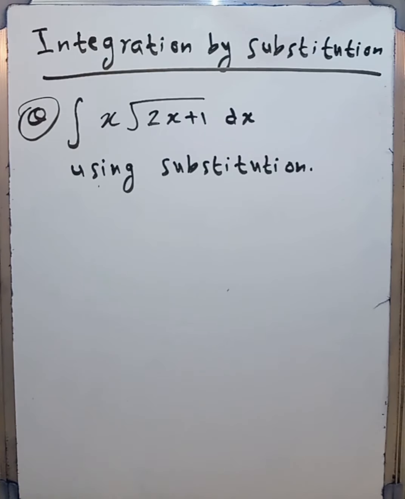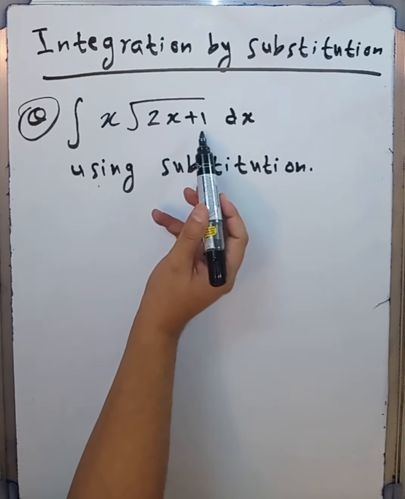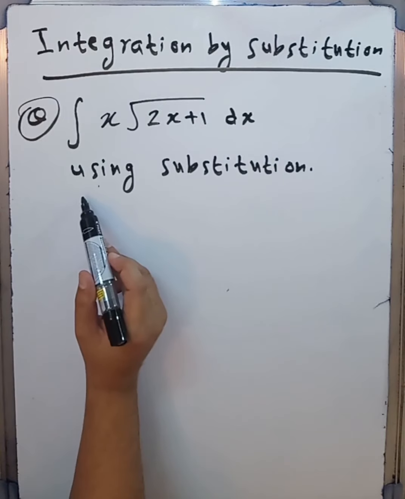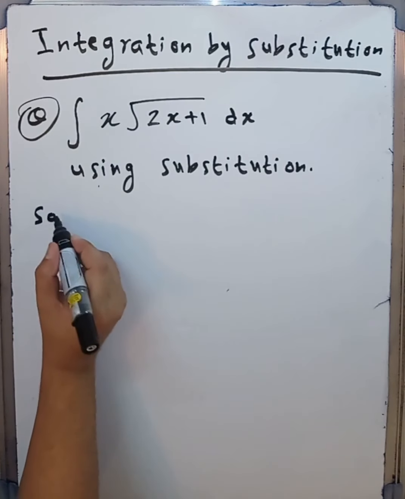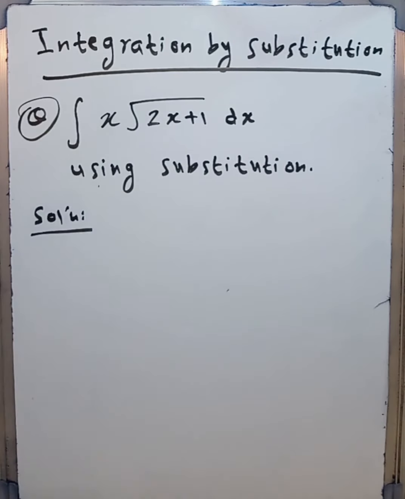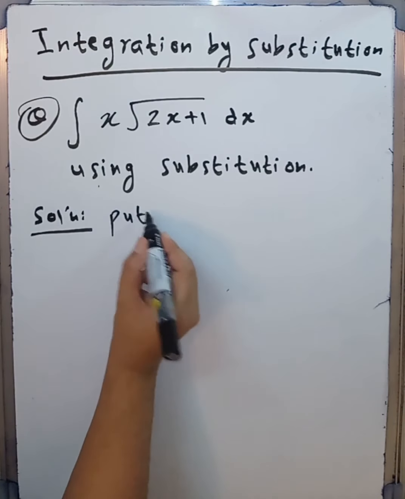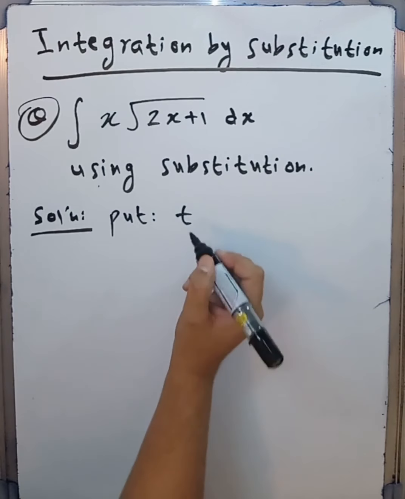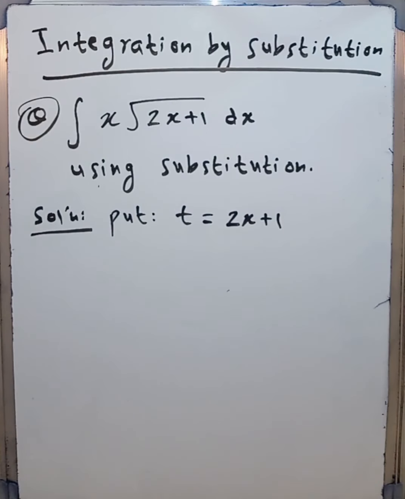I have written a question here. Integral of x square root of 2x plus 1 dx using substitution. Let us solve this question. Let us put t equal to 2x plus 1. So we are going to substitute t in place of 2x plus 1.